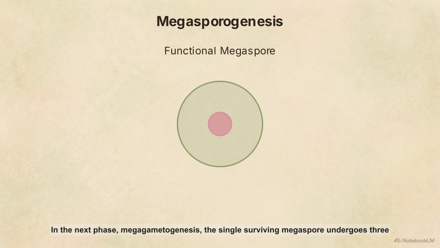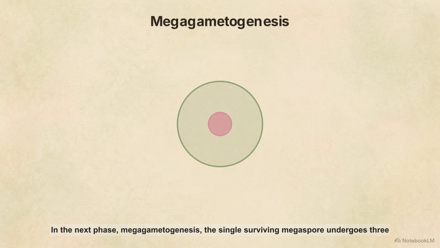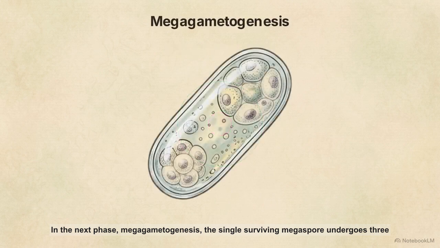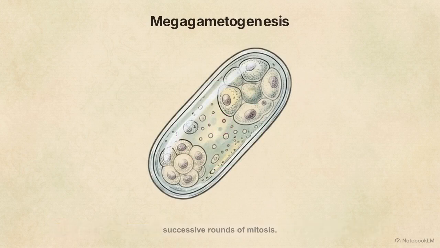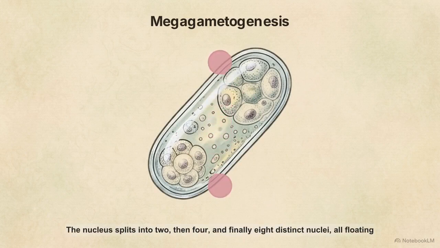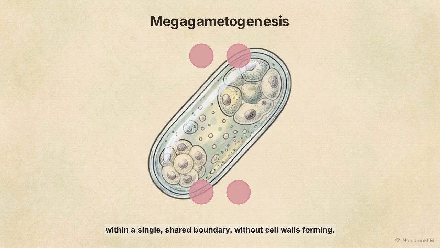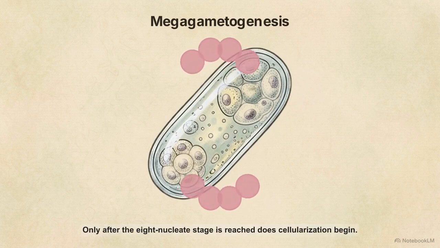In the next phase, megagametogenesis, the single surviving megaspore undergoes 3 successive rounds of mitosis. These are free nuclear divisions. The nucleus splits into 2, then 4, and finally 8 distinct nuclei, all floating within a single shared boundary without cell walls forming. Only after the 8-nucleate stage is reached does cellularization begin.